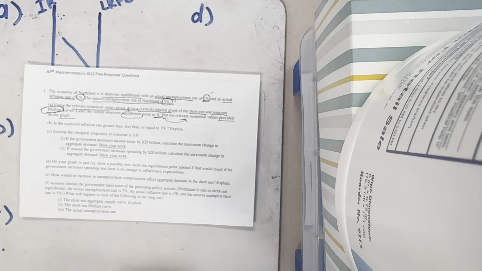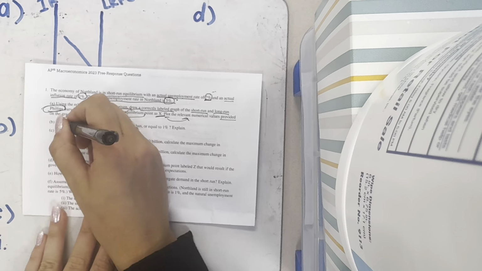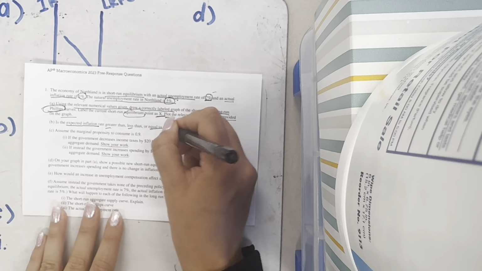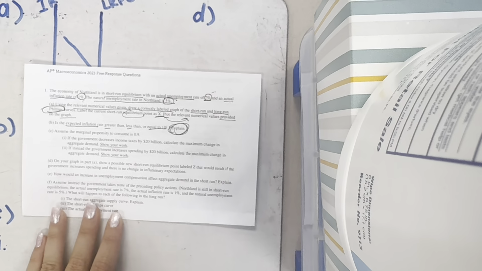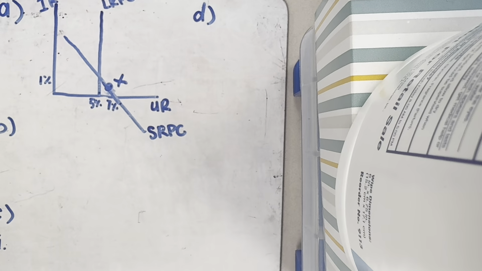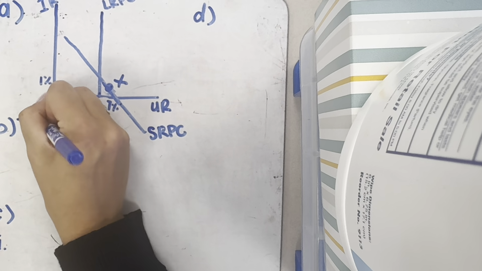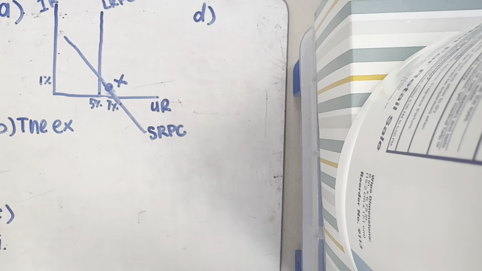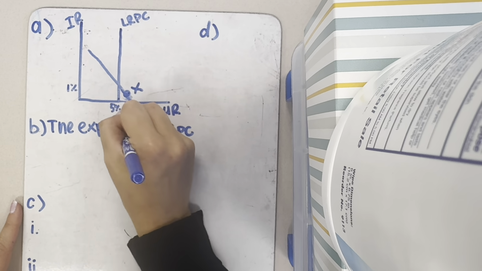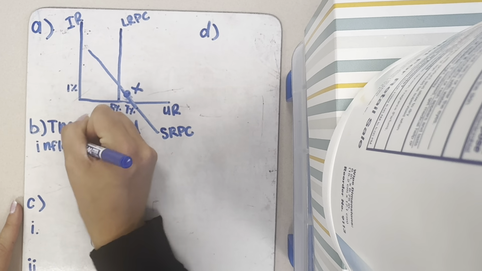Question B asks, is the expected inflation rate greater than, less than, or equal to 1%? And we will explain. The expected inflation rate is greater than 1% because the economy is in a recession, and that means that unemployment is higher than the natural rate of unemployment.